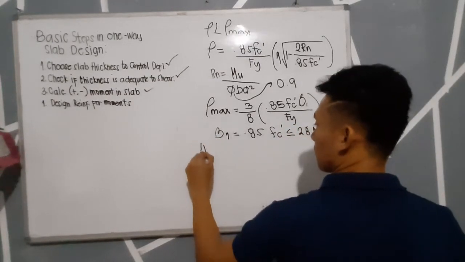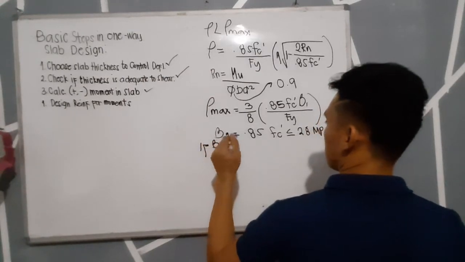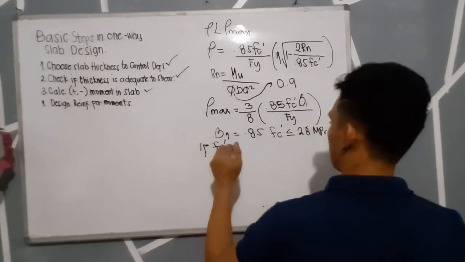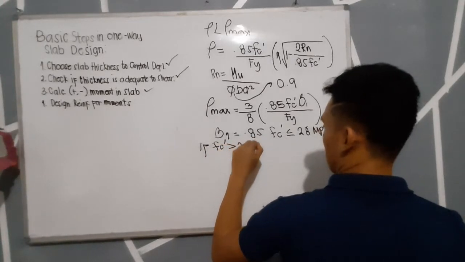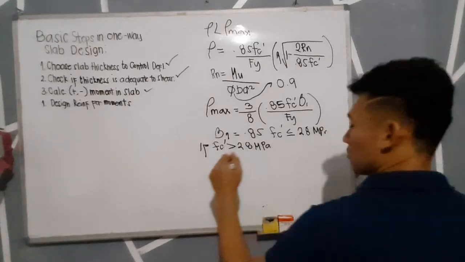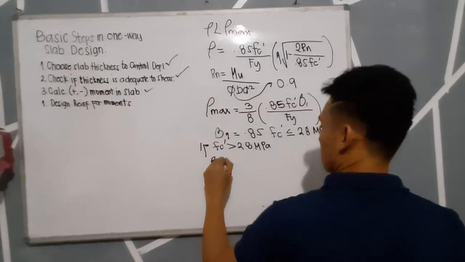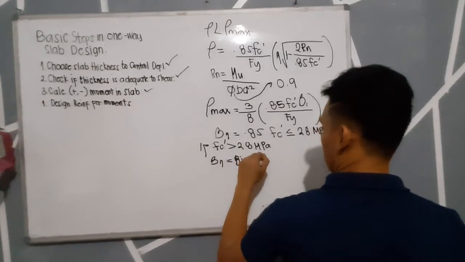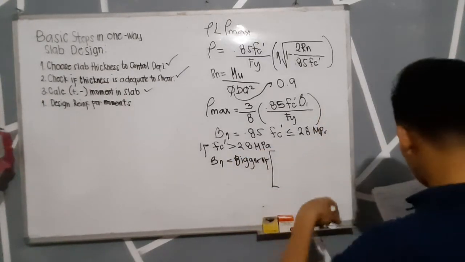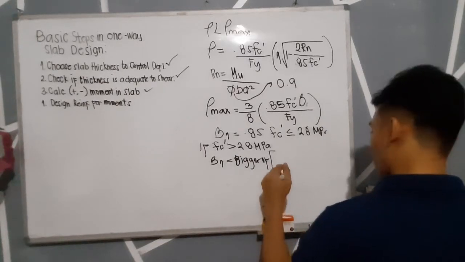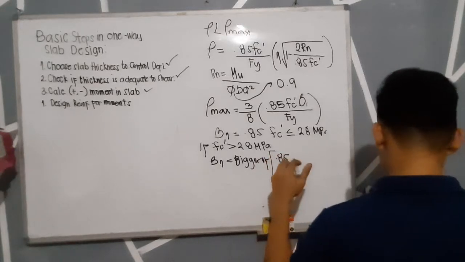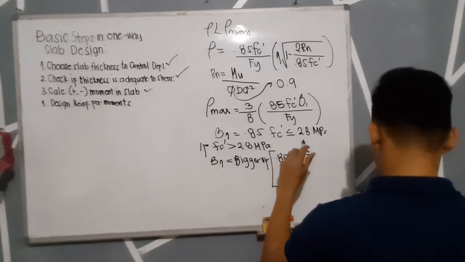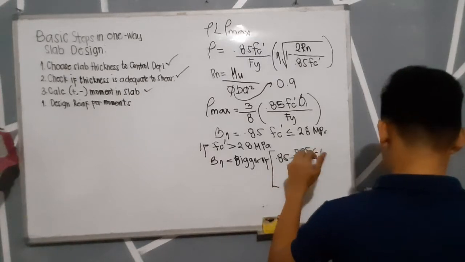If f'c is greater than 28 MPa, then beta 1 must be a smaller value, given by this formula: 0.85 minus 0.05 over 7 times f'c minus 28.